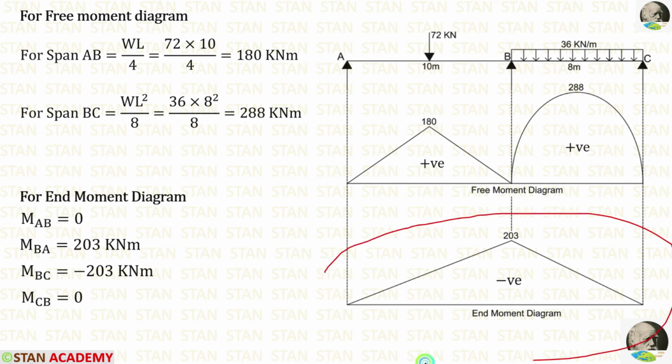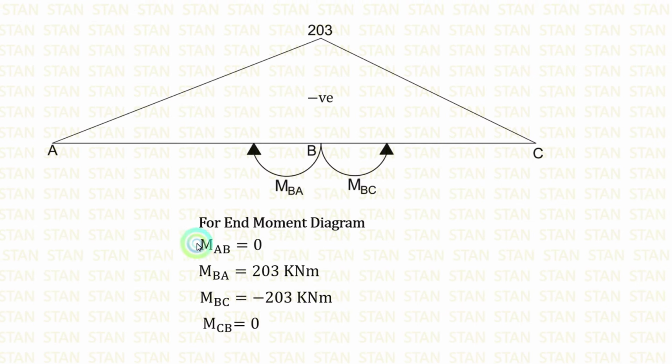Now let us draw the end moment diagram. We have already calculated the final moments. Using these moments, we have to draw the end moment diagram. In the point A and in the point C, the moments are 0. So the end moment diagram will be 0 in the points A and C. In the point B, we are having two moments, MBA and MBC. MBA is acting in the clockwise direction and MBC is acting in the anti-clockwise direction.